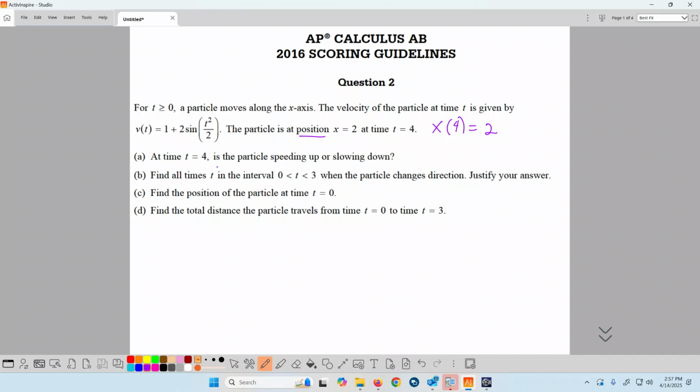Now, at a time of 4, is this particle speeding up or slowing down? We should recall that a particle is speeding up when the acceleration and the velocity have the same sign. Since the time is 4, all we have to do is take the velocity of the function at a time of 4 and compare its value with its acceleration, which I can call v prime of 4. Keep in mind, this is of course the acceleration, but at 4. Okay, so let's think about that for a minute.